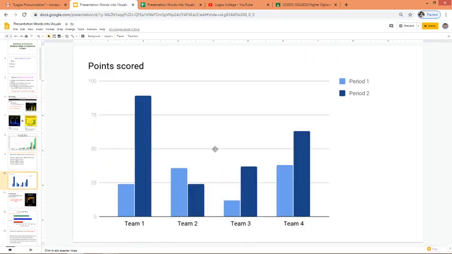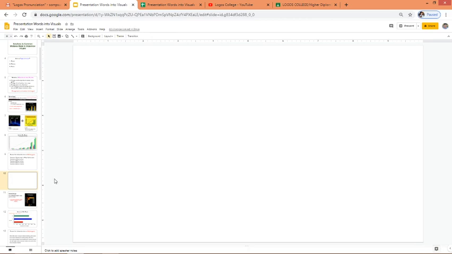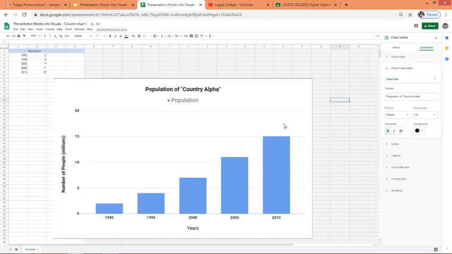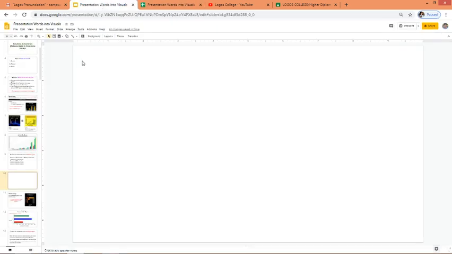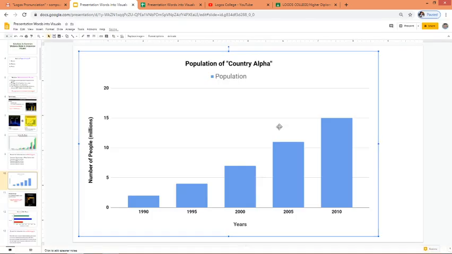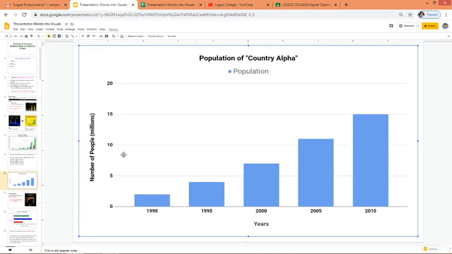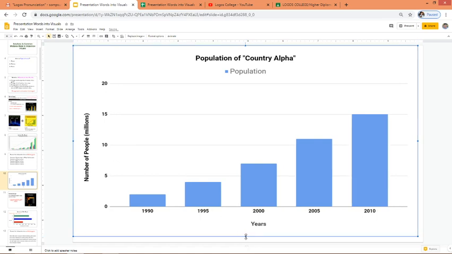You come back here. Let's delete this chart. Go back to Sheets. Click on this here. Up here, we're going to copy the chart. Come back to our slides. And then let's paste. You don't need to link. You can paste it unlinked. It's fine. And there you go. All right, so then you have this nice, clean-looking chart or graph that talks about population of country alpha.